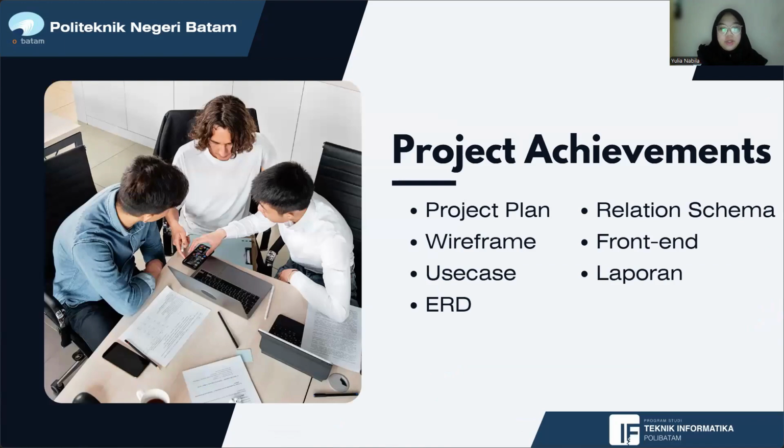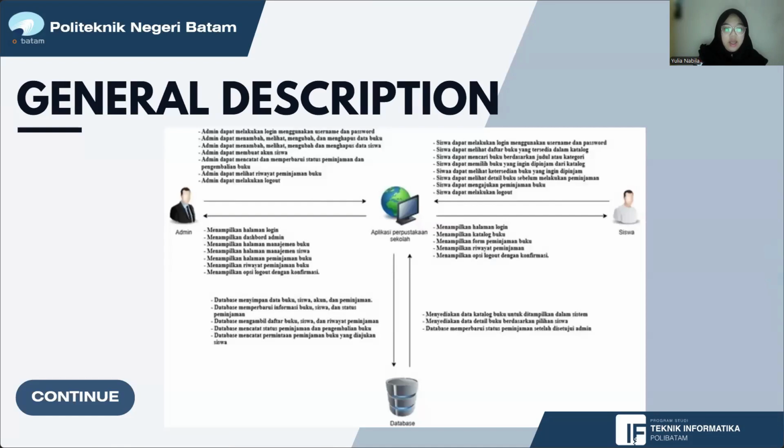And then we have project achievements. This slide presents our project deliverables, ranging from planning and wireframes to database schema and front-end development, until a report. And then next is the general system design diagram, or we can say general descriptions. This picture describes the interactions between three main components: admin or library staff, students, and the database or the library application system. It explains what each user can do and how the system communicates with the database.